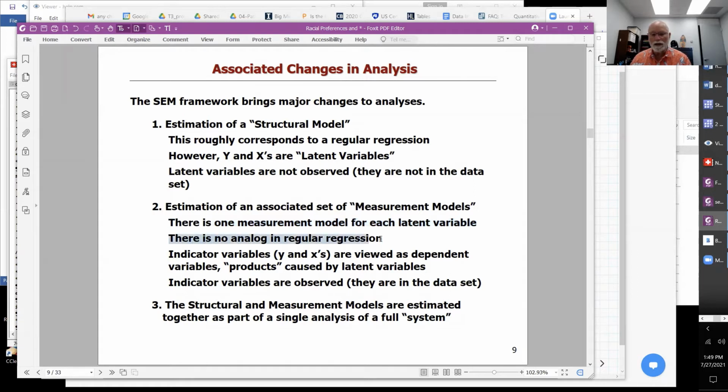In regular regression, there's no analog to that. In regular regression, you've got your x's and y's as found in the data. And there's nothing to mediate the relationship between the observed values of x's and y's and your underlying true conception of the latent variable they stand in for. So it's just unexamined. The measurement model is unexamined in regular regression.